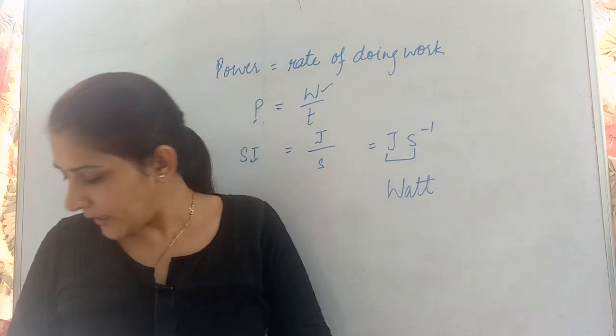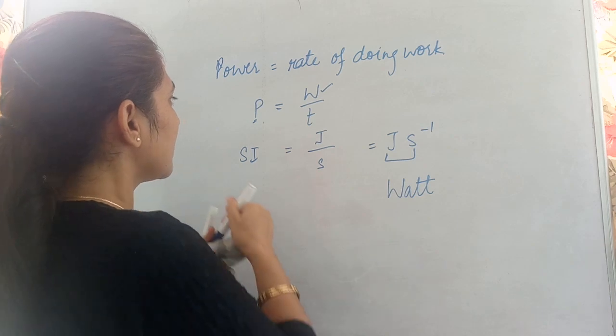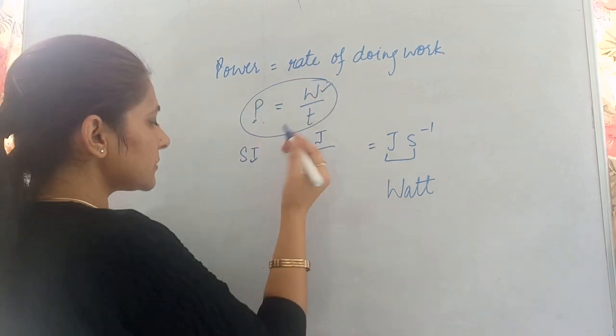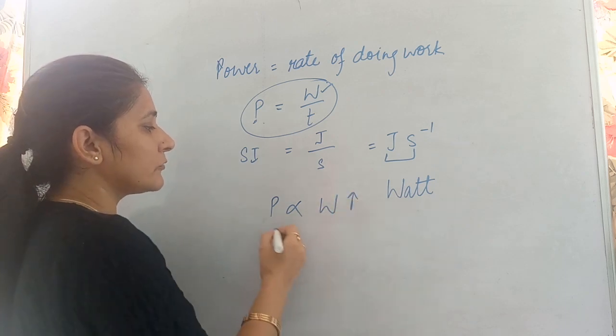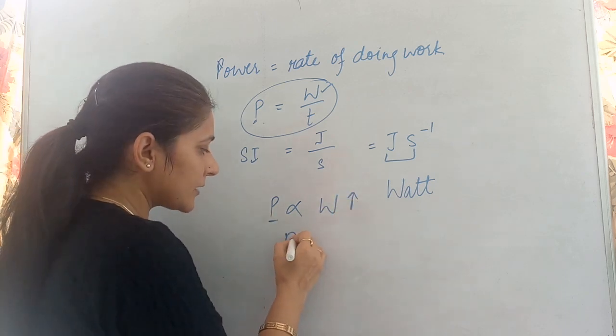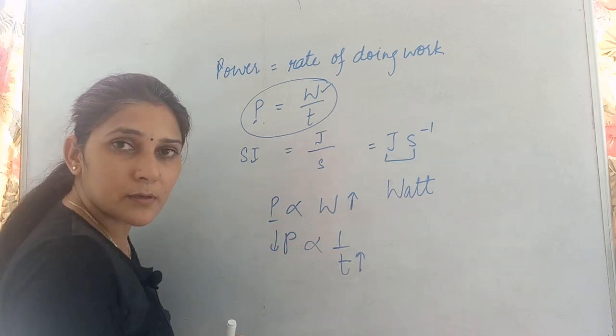Okay. The next thing is how this power depends on these two terms. That is the simple one. Power is directly proportional to work done, which means the more the work done, the more the power. And power is inversely proportional to the time. The more the time, the less the power consumed. Okay.